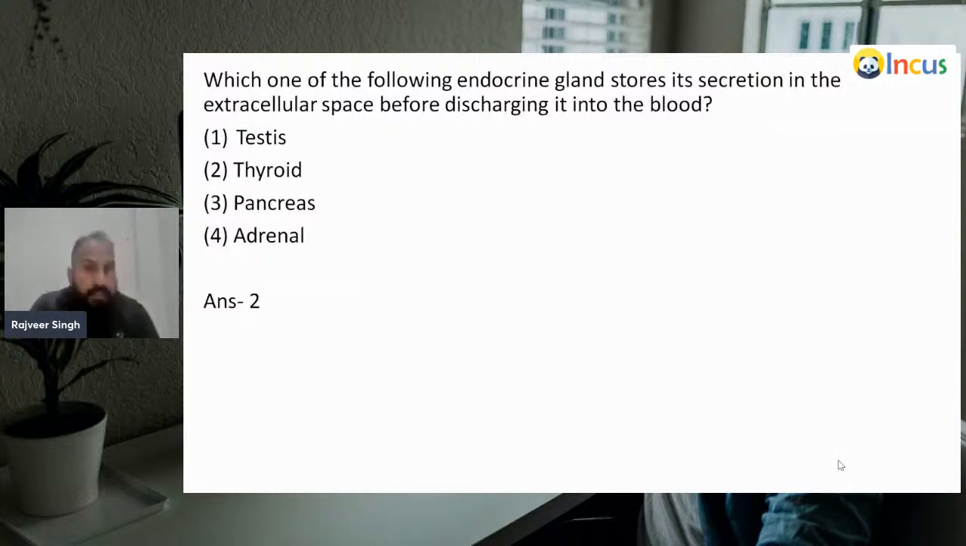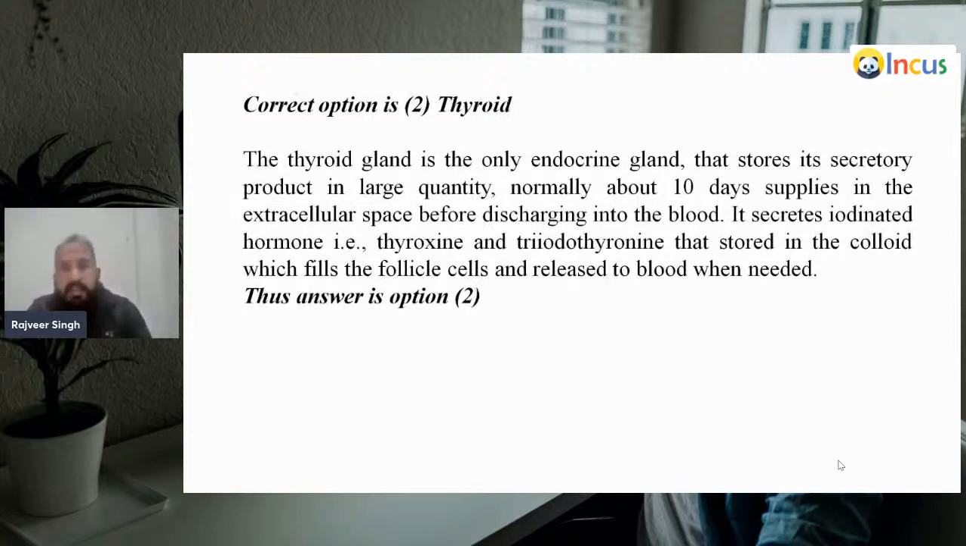Which one of the following endocrine glands stores its secretions in the extracellular space before discharging it into the blood? Testis, thyroid, pancreas, adrenal. Definitely, our answer will be second, thyroid. Thyroid is the right answer because the thyroid gland is the only endocrine gland that stores its secretory product in large quantities, normally about 10 days' supply, in the extracellular space before discharging into the blood.